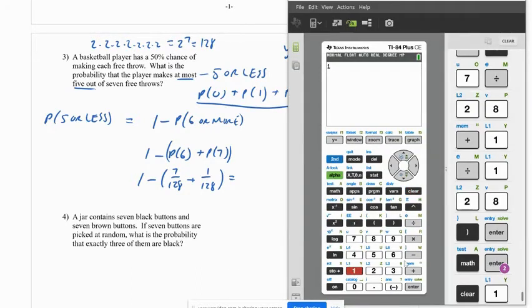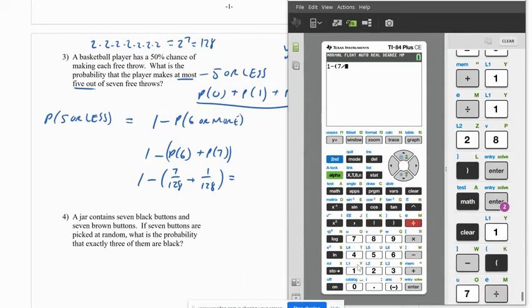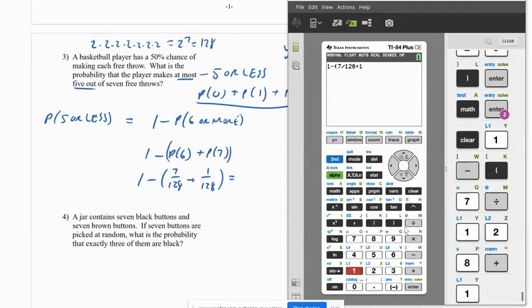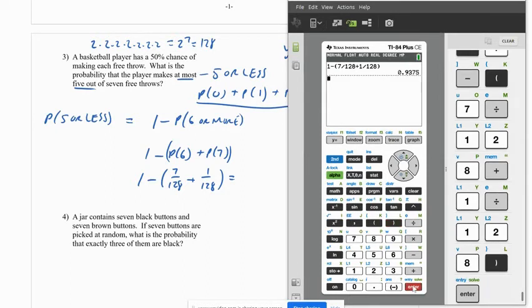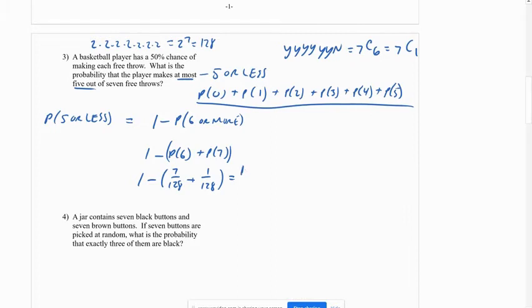And so we end up with 1 minus parentheses 7 divided by 128 plus 1 divided by 128. And that's about 94%. And it is also, we'll do math frac, it's also about 15 out of 16, or exactly 15 sixteenths, or 94%.